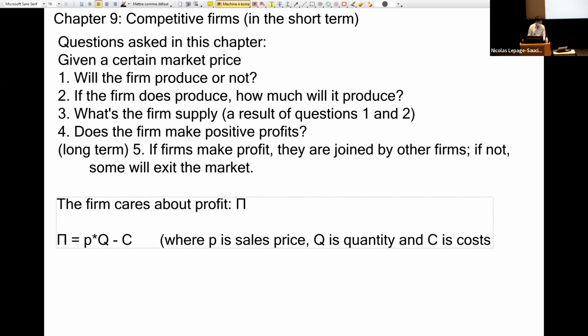I didn't write it this way, but you could write C of Q, because it's obviously a function. So the more I produce, the more it's going to cost me. But yeah, I want to keep things as clean as possible. P is not a function. This is something that I see out there. It's $10. I cannot choose it. What can I choose? I can choose Q, but of course, if I produce more, then I'm going to have more costs. So just bear this in mind. So what is my optimal production Q?